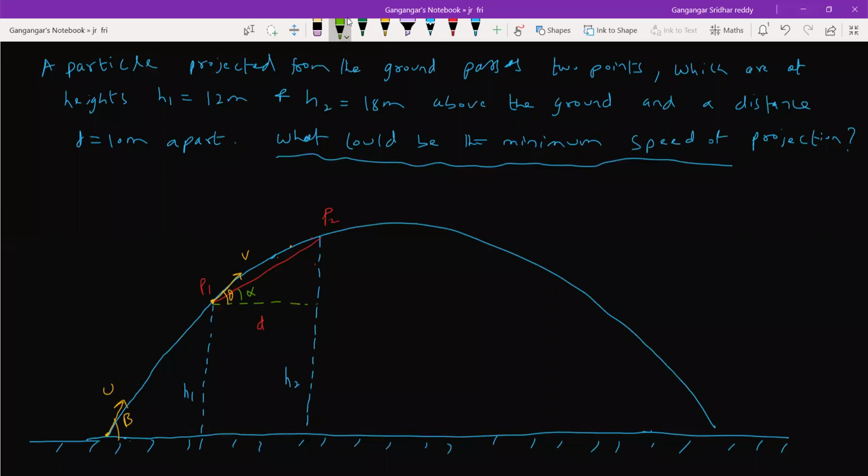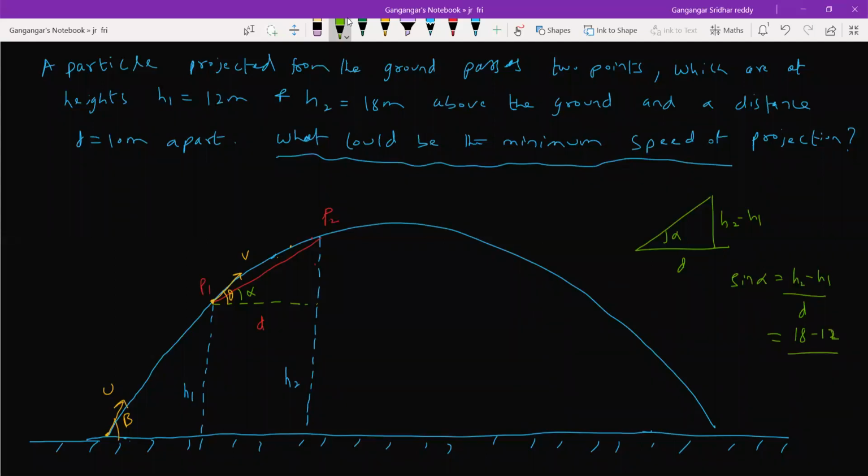So first we'll calculate alpha. Here we have a triangle. This should be h2 minus h1 by d, no? So what is sine alpha? h2 minus h1 by d. h2 minus h1, 18 minus 12.